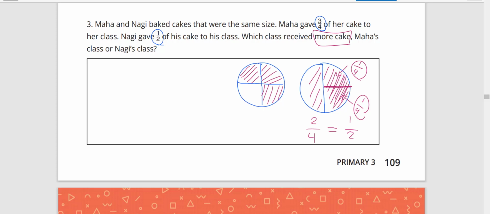First, take these two parts, which equal two fourths, and this part one fourth, so all the shaded part equals three fourths. So three fourths is more than two fourths. Three fourths is more than two fourths.